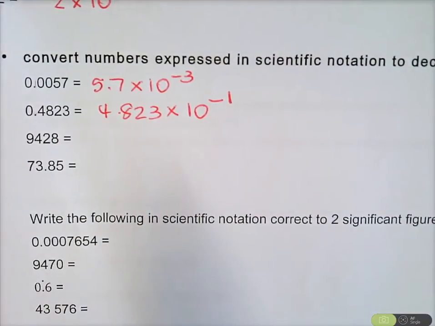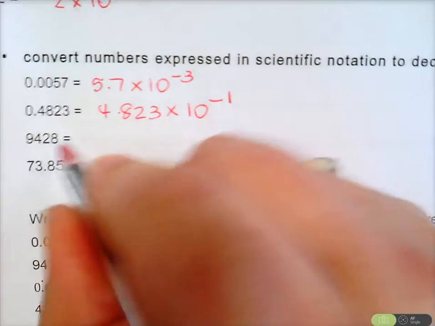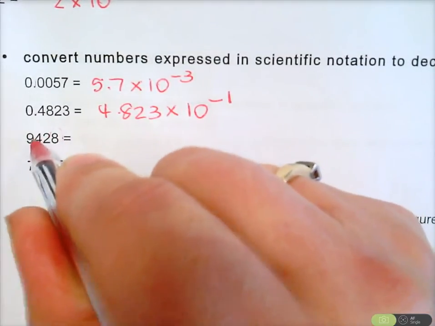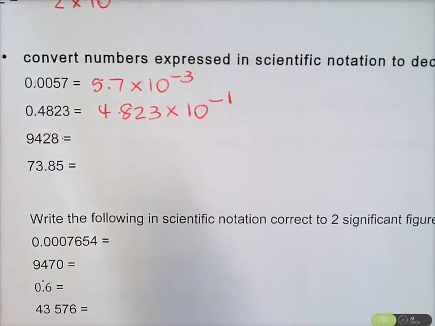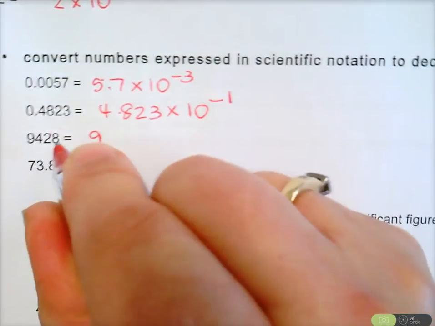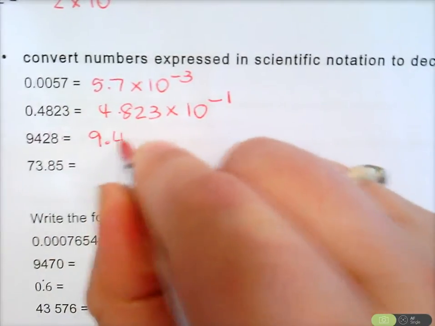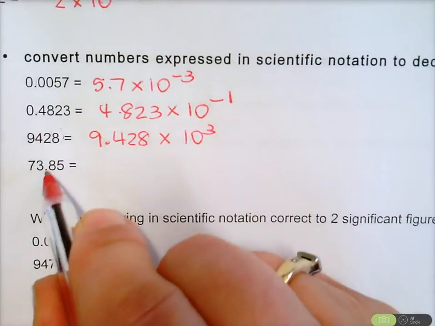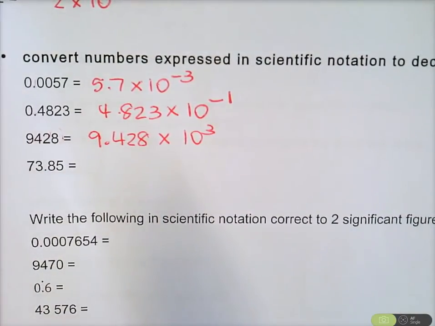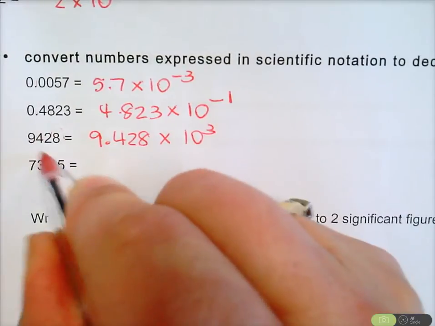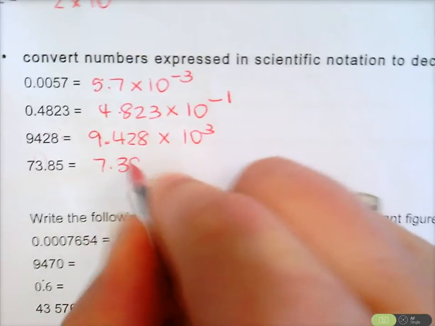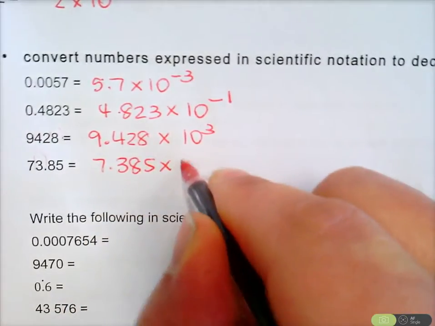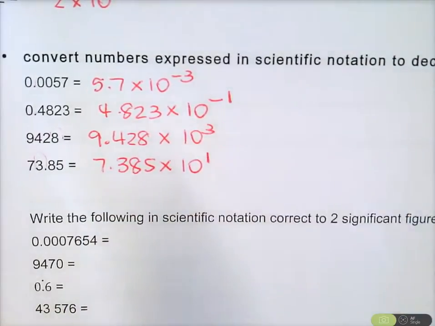Is the next one a positive or a negative? How many jumps? 3. I need to get a number between 1 and 10. So the decimal point's on the end, 9.428 times 10 cubed. The last one, it's 73 point. That is not a number between 1 and 10. Where are we going to move it to? 1 to make it 7.385 times 10 to the power of positive 1.